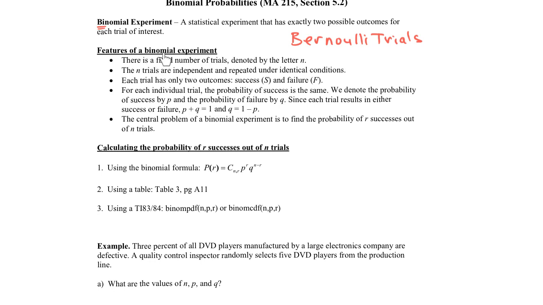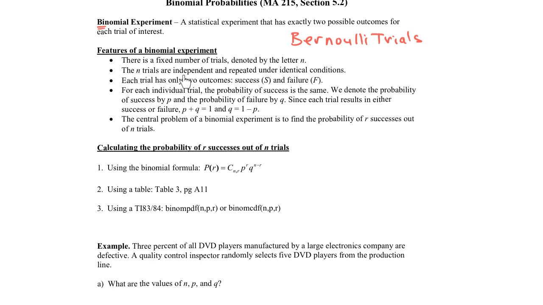Remember, it's binomial. It's an experiment with exactly two possible outcomes. There's going to be a fixed number of trials denoted by the letter n. A perfect example of a binomial experiment is a coin flip. If you flip a coin, it can land heads or tails, two outcomes. Let's say we're going to flip a coin 10 times, so then n would be 10. So there'll be a fixed number of trials.